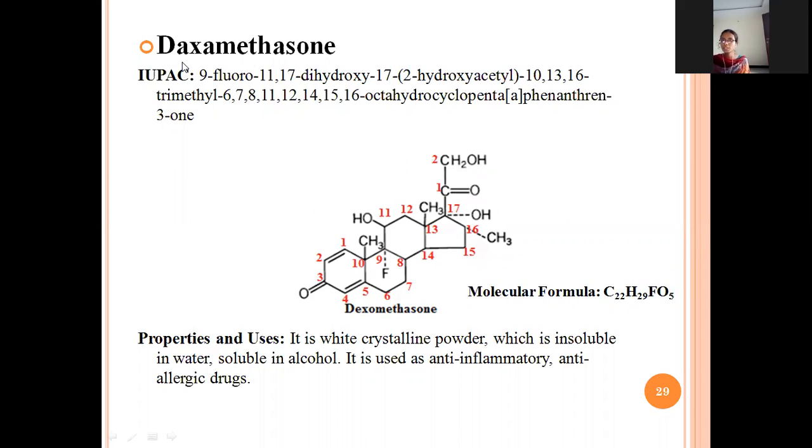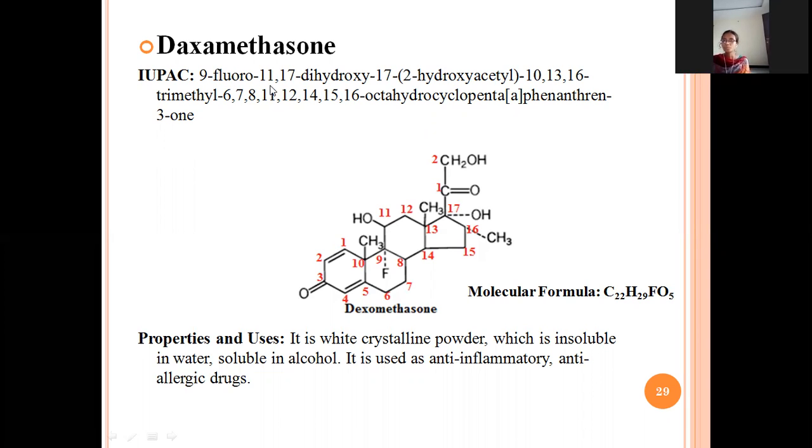Next one is Dexamethasone. So this is the structure and this is the IUPAC name, that is 9-fluoro, 11 comma 17 dihydroxy, 17 2-hydroxyacetyl, 10 comma 13 comma 16 trimethyl, 6, 7, 8, 11, 12, 14, 15 and 16 octahydrocyclopentane phenanthrene 3-one. So I will repeat it again.